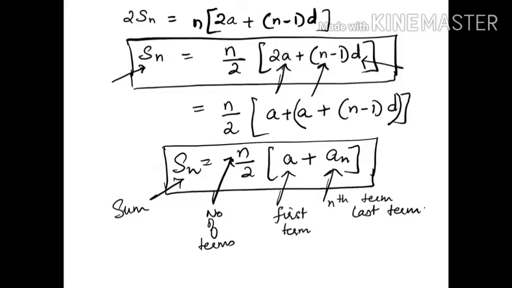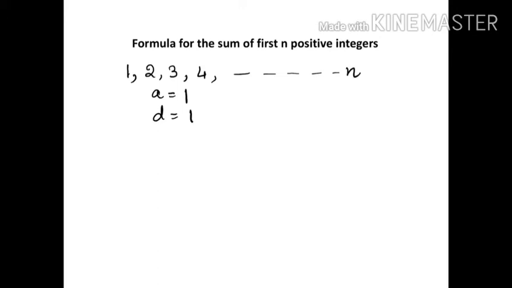Now using this knowledge, let's find the formula for the sum of first n positive integers. Let us write down first a list of positive integers. So it starts from 1. Next number is obtained by adding 1, 2, 3, 4 and so on. So let's say the last term is n of this list. So the first term is 1, common difference is 1, number of terms is n.